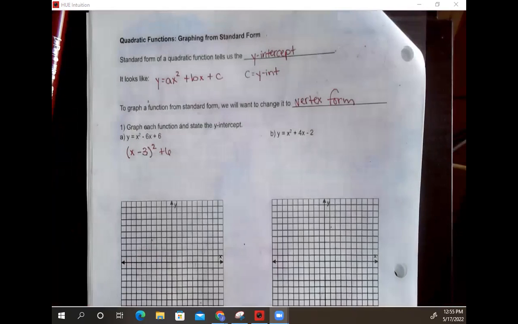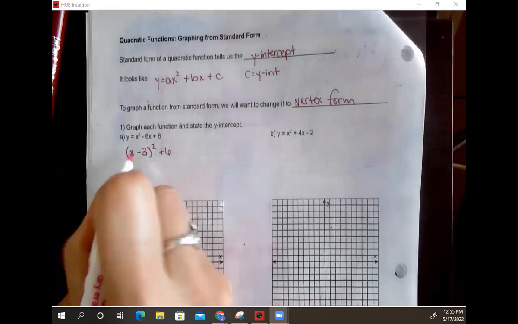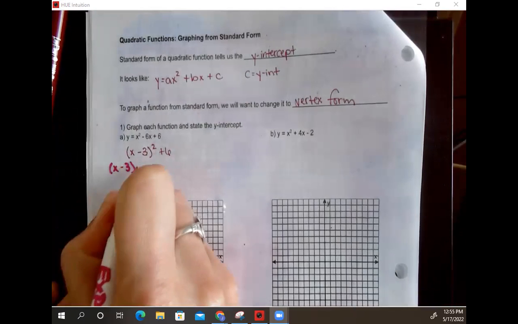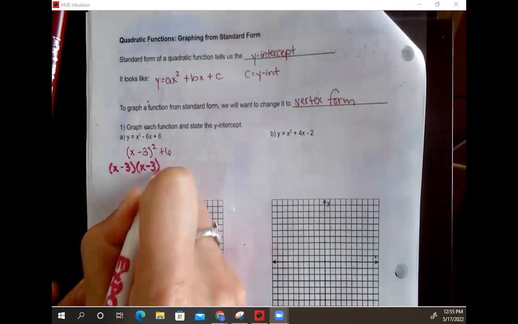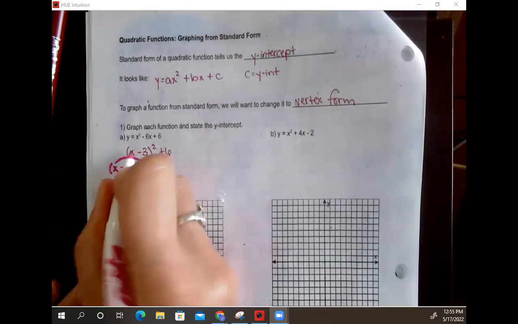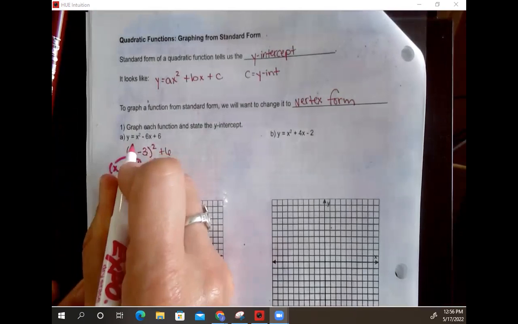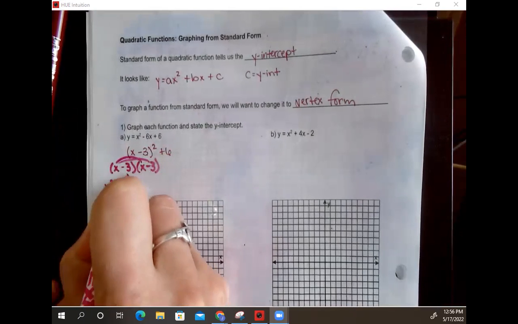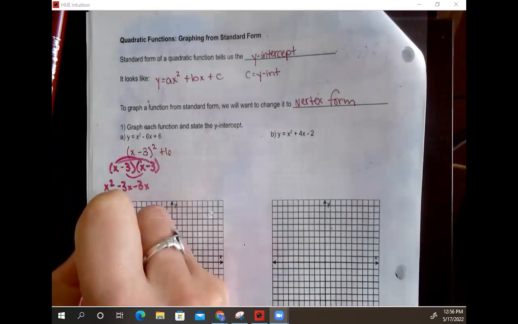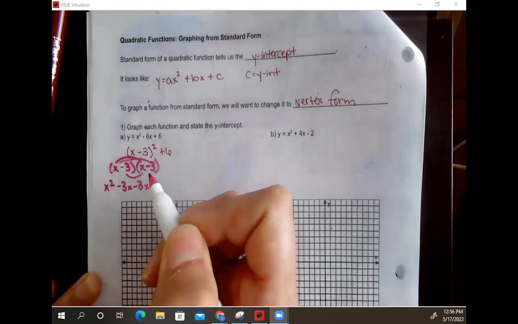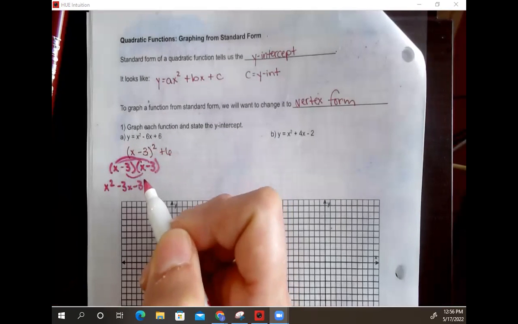So remember, when I rewrite this as x minus 3 squared, that means I've got x minus 3 times x minus 3. If I distribute that back, I get x squared, which is good. I had x squared. I want to make sure I still have it in some form. And then I get minus 3x and another minus 3x. When I combine these, I get the minus 6x that I had, which again is good. I want to make sure I have all the pieces that I had originally.